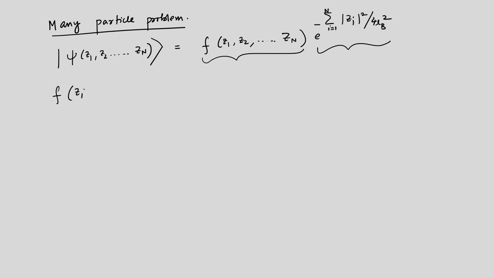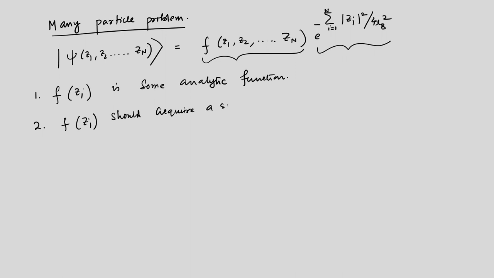Okay, so this is what we have done, and so f of z, let's call it f of zi, is some analytic function. It means that it is a well-behaved function everywhere for all coordinates z1, z2 and so on. And as I said, two is that f of zi should acquire a negative sign if zi is swapped with zj. But two such swaps will again get back the sign. And of course, three is that f of zi should conform to the Pauli exclusion principle.